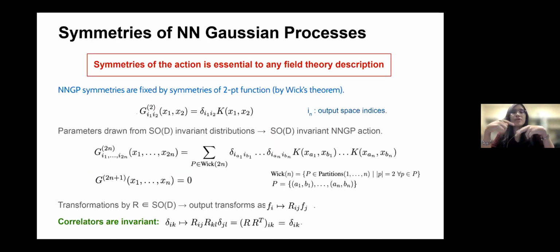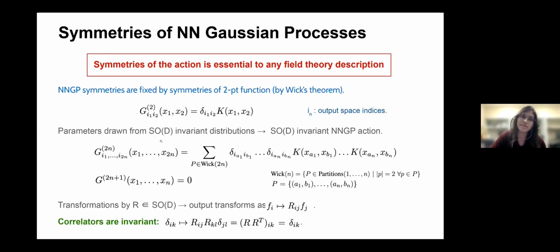In case of neural network Gaussian process, if we want to study the symmetries, we don't have a problem because the symmetries of the two-point functions determine the symmetries of the whole neural network output distribution. And this happens if we have a mean-free Gaussian process, because in that case, the two-point function by Wick's theorem determines all the higher order correlation functions. I have an example here.